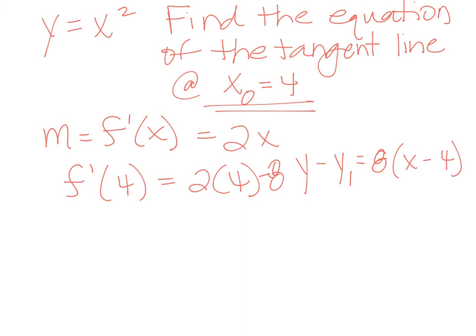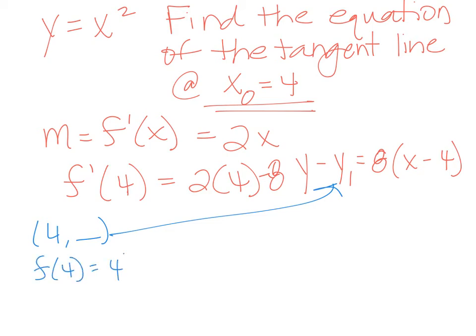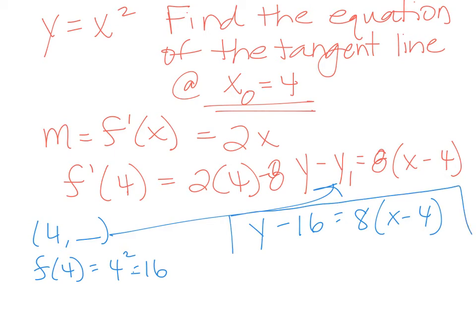So how do I find this y value? Well, if it's the point of tangency, it has to touch the graph at 4 comma something. The point of tangency would also be on the graph. So if you plug in and find f of 4, you get 4 squared, which is 16. So we have overall y minus 16 equals 8 times x minus 4. And for tangent lines, you can always leave it in point slope form.